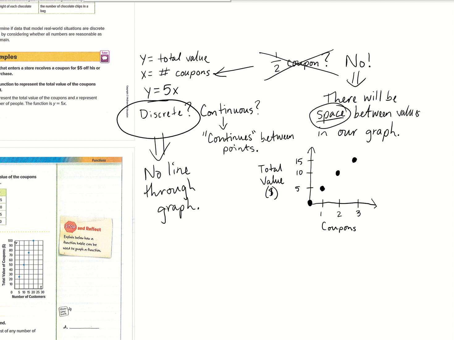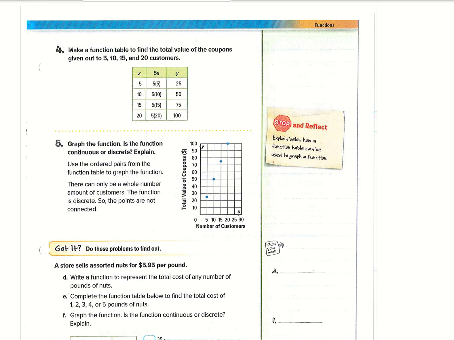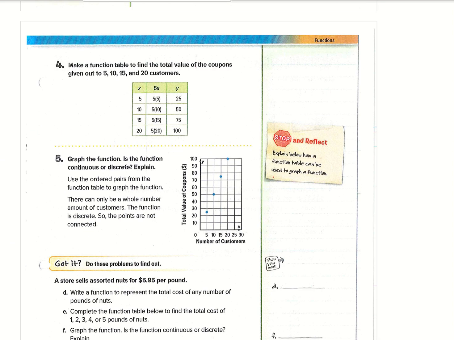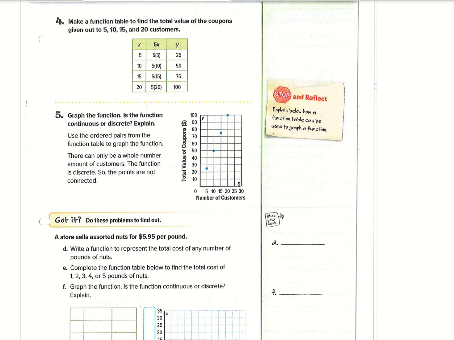So example 4 and 5 are actually just the continuation of 3, which I actually went into when I was explaining that last part. So there is really nothing else to explain here. If you didn't like my explanation of why that was discrete rather than continuous, number 5 will explain it for you. So you can also look at that if you want a different way of looking at it.